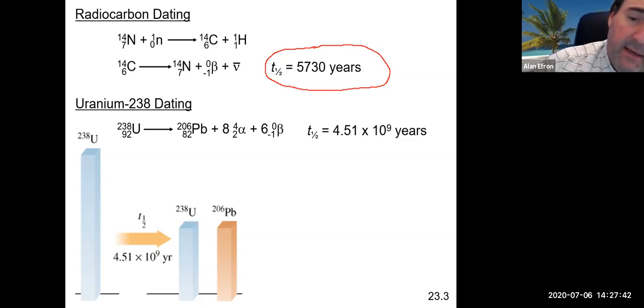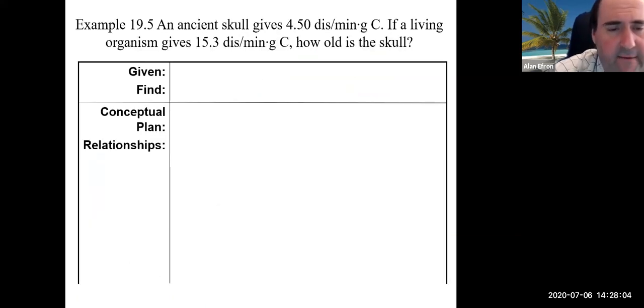Sometimes we do products minus reactants to figure out the difference in the amount of products that's produced versus where we started. This is one that comes up a lot. Carbon dating is used a lot, so that half-life of 5730 is used a lot. So let's take a look at one here and see if we have an ancient skull that gives us 4.5 DIS/MnGC.